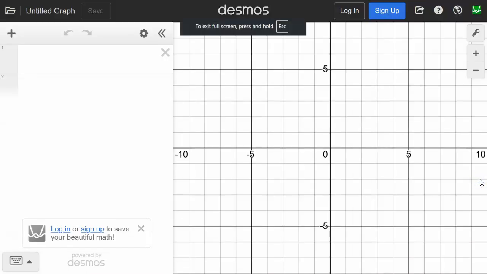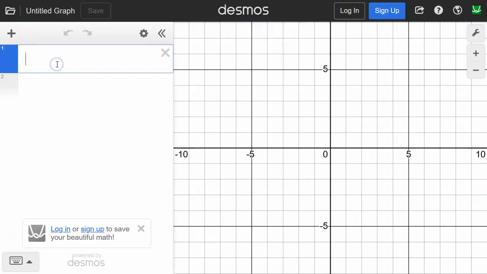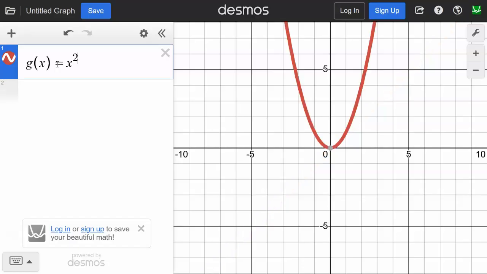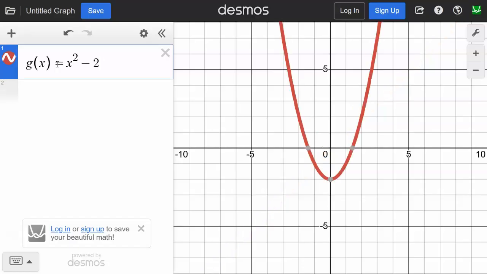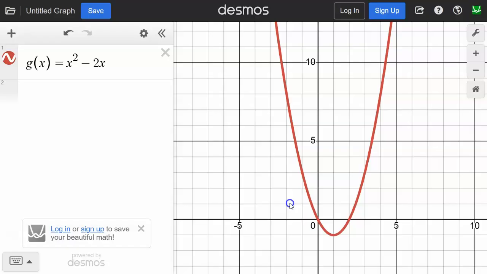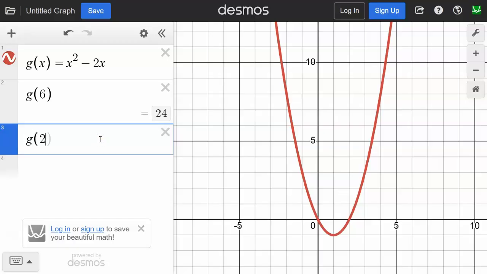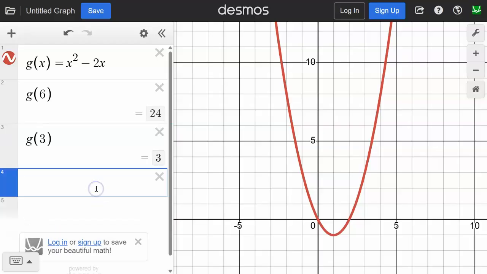All right, so if you're into double checking things and you're not quite sure, you can always type in the function and actually put the g of x here, equals x squared minus 2x. Let's look at that. And it'll actually calculate what we just did. We had to find g of 6, so you can type g of 6 and it will actually give you the answer, 24. So we can do that for g of 3 as well, right? Gives us 3.